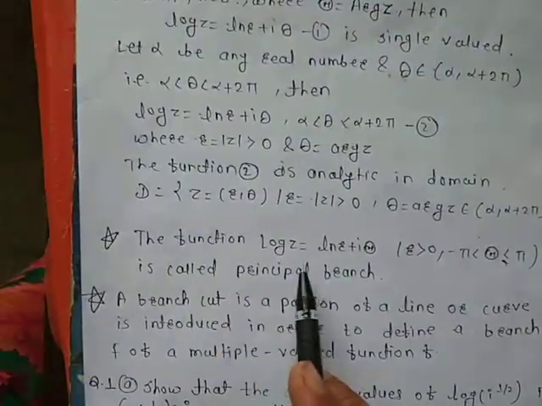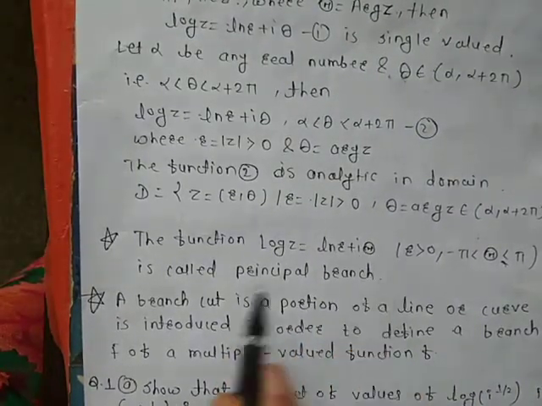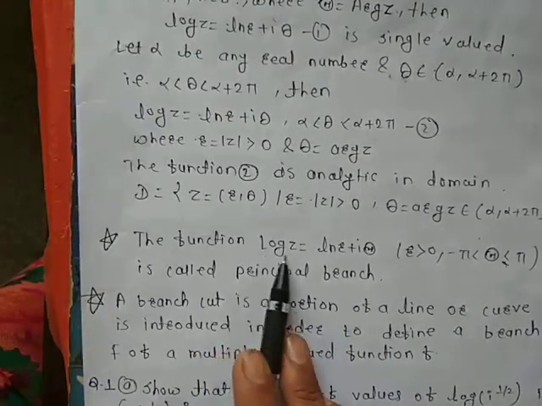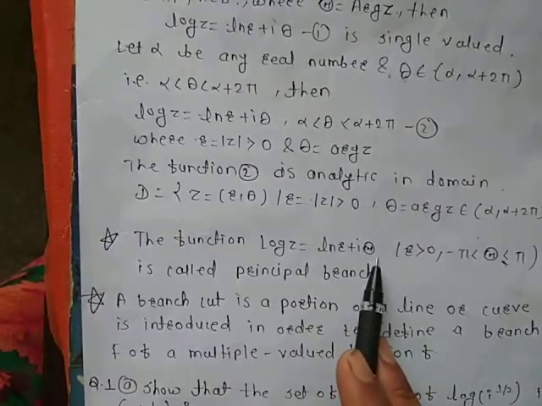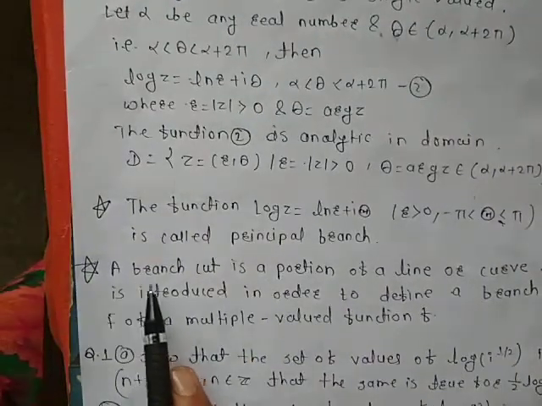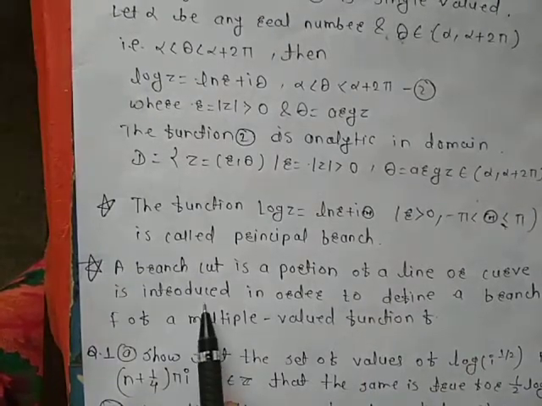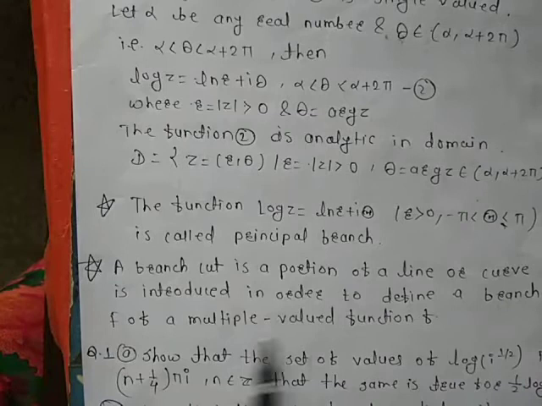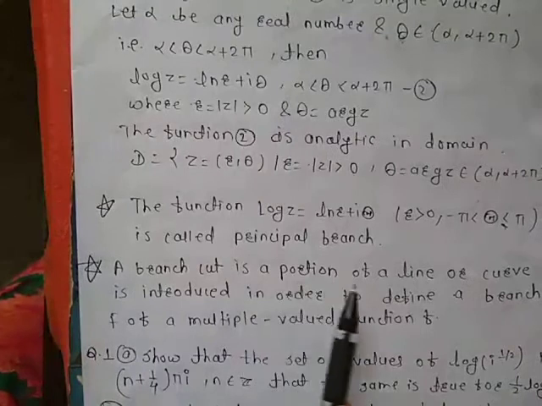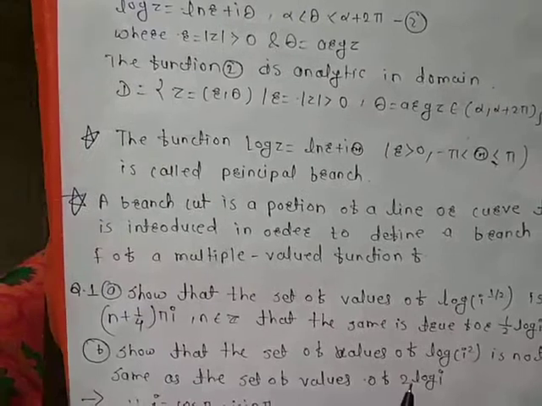The function Log z, where L is capital, which is equal to ln r plus i into the principal value, is called the principal branch. Next definition: a branch cut is a portion of a line or curve that is introduced in order to define a branch F of a multiple valued function f. This means a branch cut is a portion of a line or curve. Okay, let us see examples.